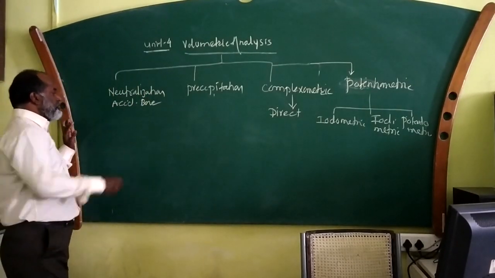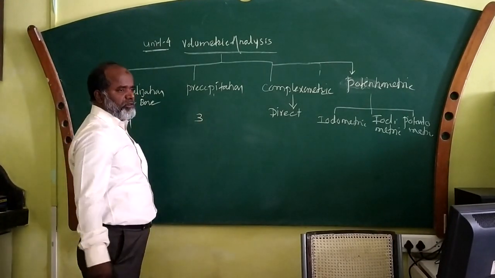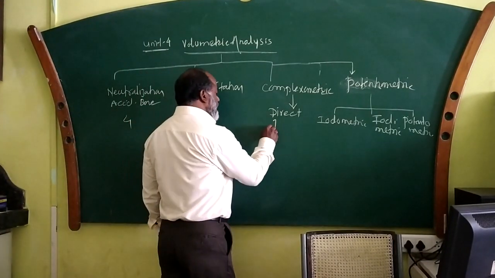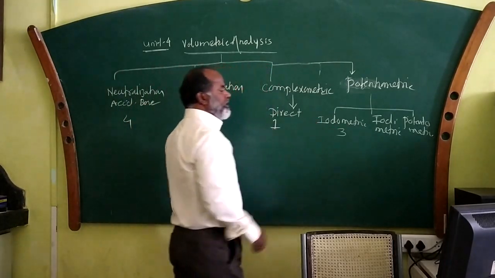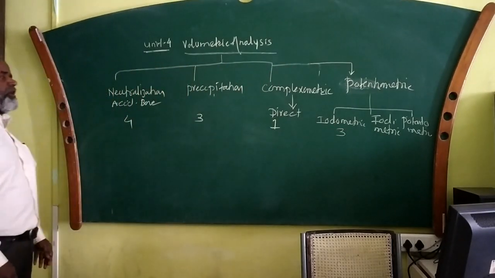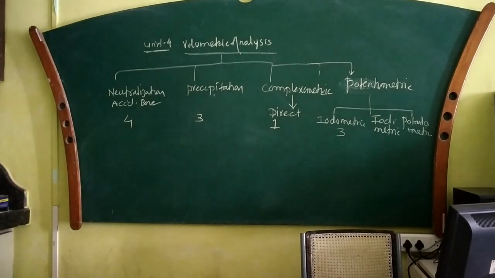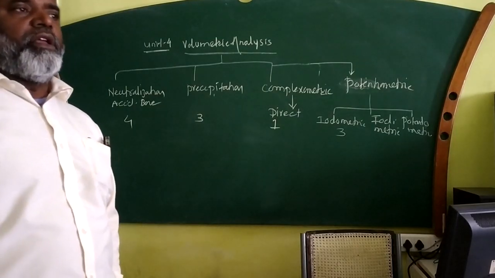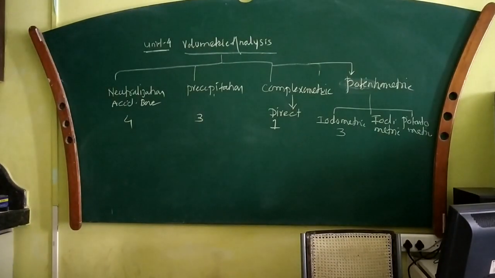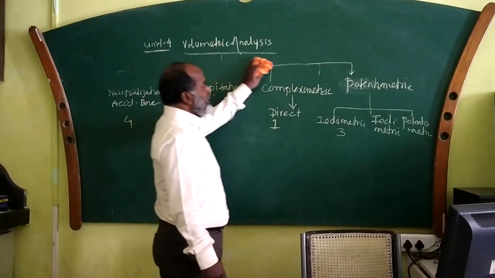So remember, 4 types here, 3 types here, precipitation, 3 plus 7, plus 1 type in complexometric, 8, and plus 3 types under potentiometric titration. Means in total we are supposed to discuss 4 plus 3, 7, 7 plus 1, 8, 8 plus 3, 11 types of volumetric analysis throughout this lesson. Now let's study one by one each titration in detail.